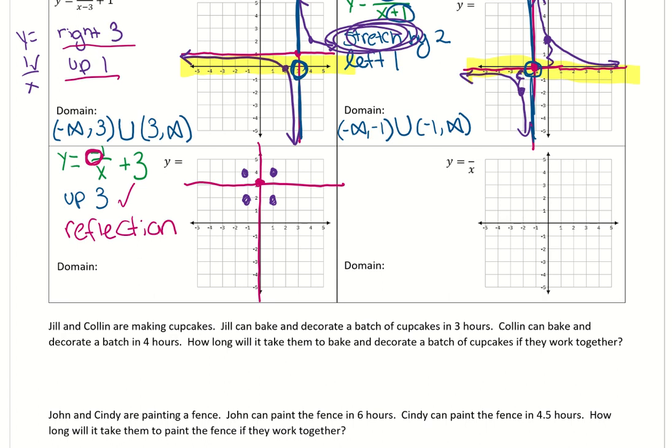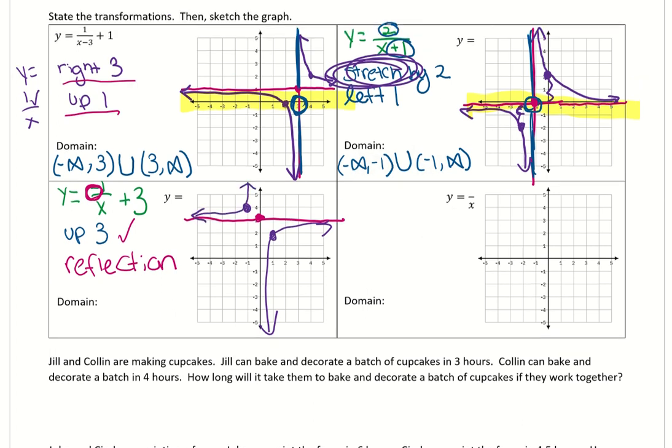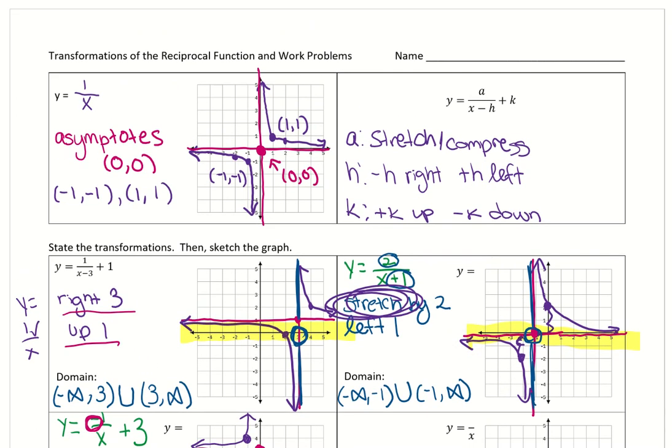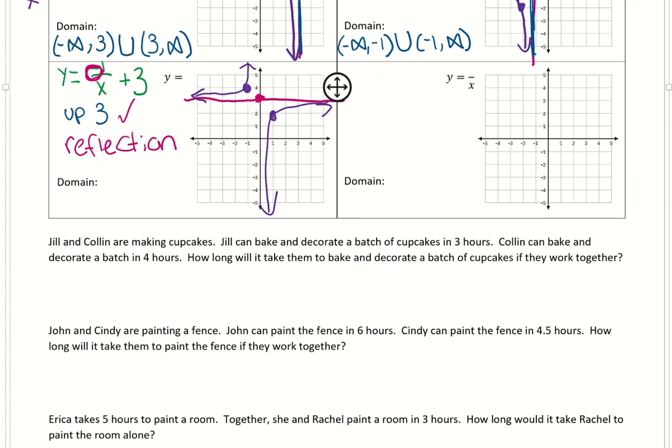So our branches are normally in the first quadrant and the third quadrant. When we have a reflection, our branches live in the other 2 quadrants. Oops, there we go. Sorry, I keep hitting the eraser. There we go. So see how your parent function, the originals branches are in the first and the third. Now our branches are in the second and the fourth.